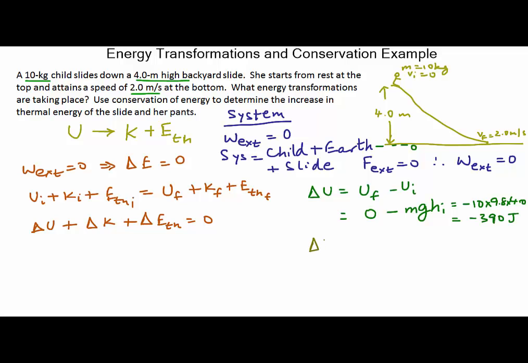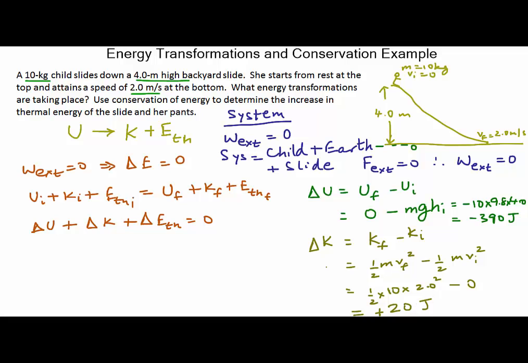Next, let's do delta K. We know the initial and final speeds, so we should be able to do delta K. Delta K is Kf minus Ki, and so that will be 1/2 m vf squared minus 1/2 m vi squared, which will be 1/2 times 10 times 2.0 squared, minus this whole term will be 0 because my vi is 0, and this turns out to be 20 joules. It's a positive 20 joules because kinetic energy is increasing. So the child loses 390 joules of potential energy and only gains 20 joules of kinetic energy.